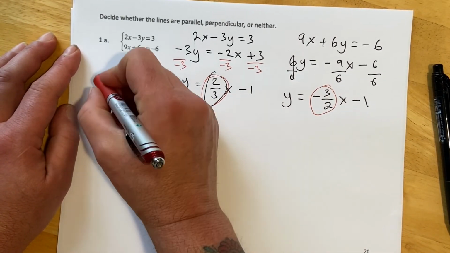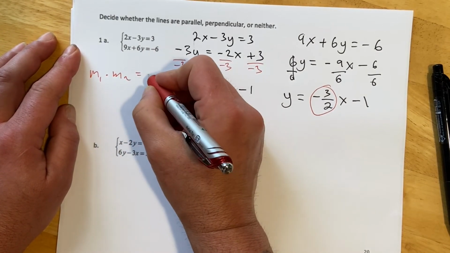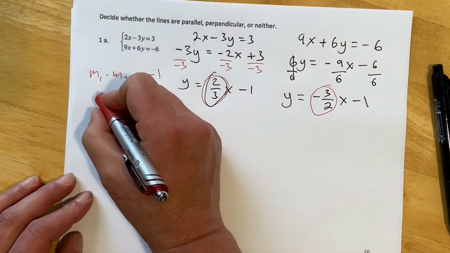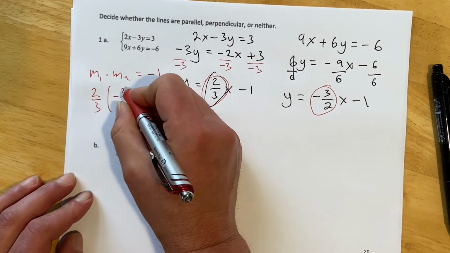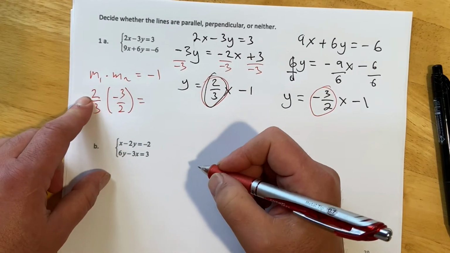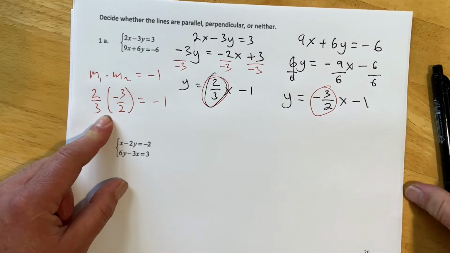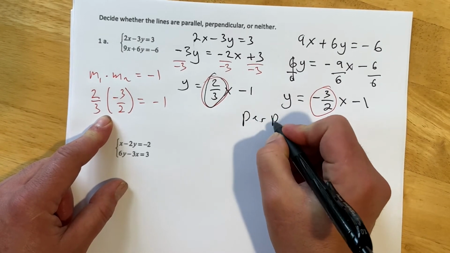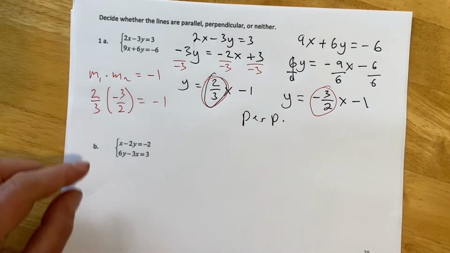Now, does m1 times m2 equal -1? 2/3 times -3/2 does indeed, right? Because it makes -6/6, and that is -1. So we would say these are perpendicular.